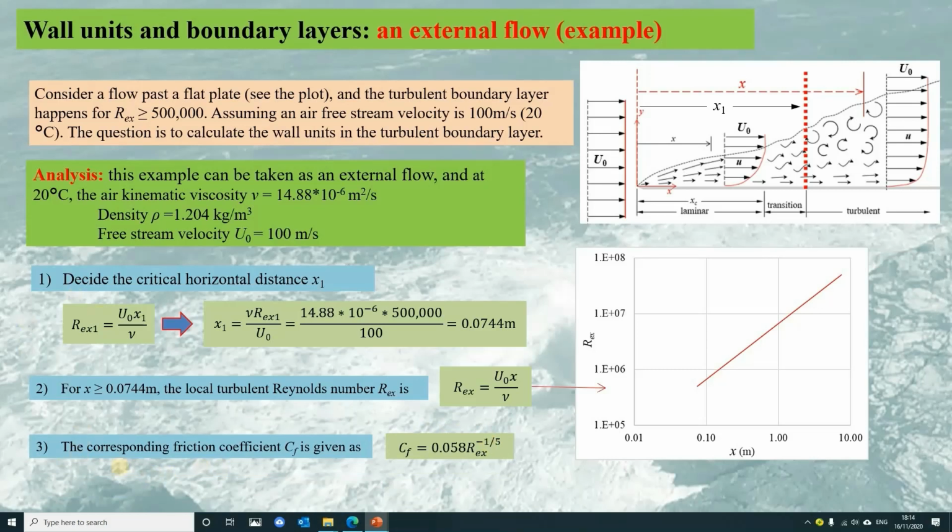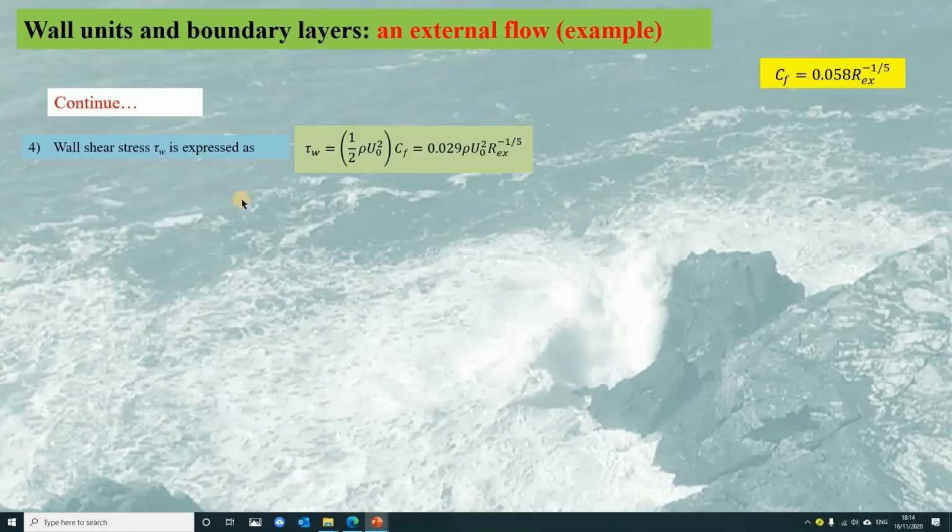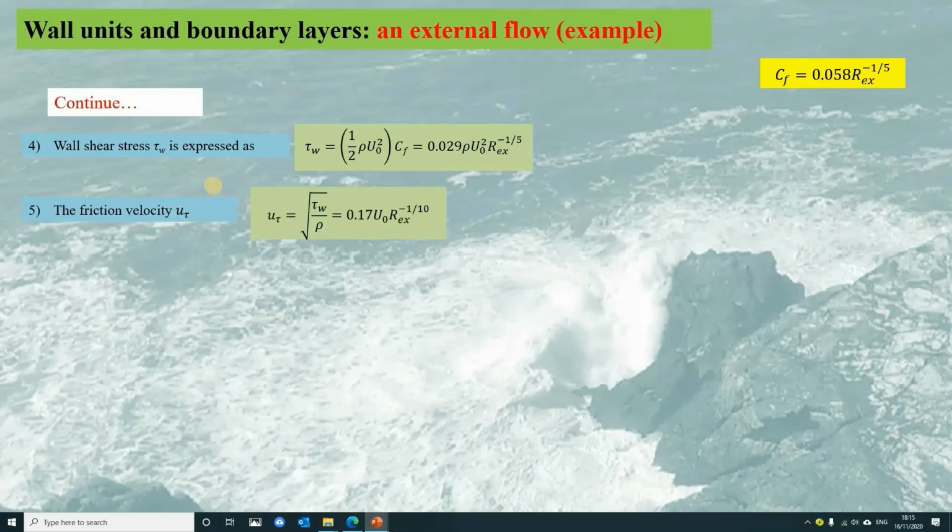And from the recommendation, we can obtain the friction coefficient Cf given by this expression for the external flow. And then we can calculate the wall shear stress tau W given by this expression. The friction velocity U tau given by this. We can see the friction velocity is dependent on the free stream velocity U0 and the Reynolds number here.